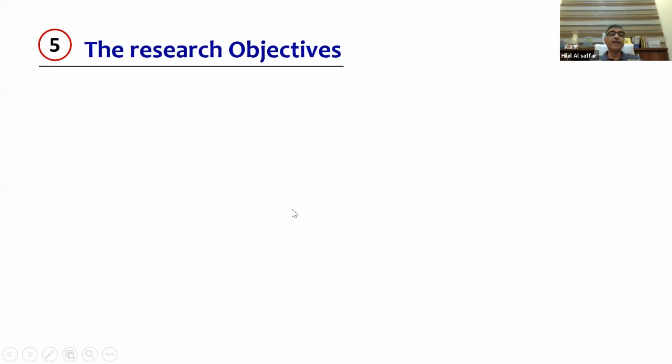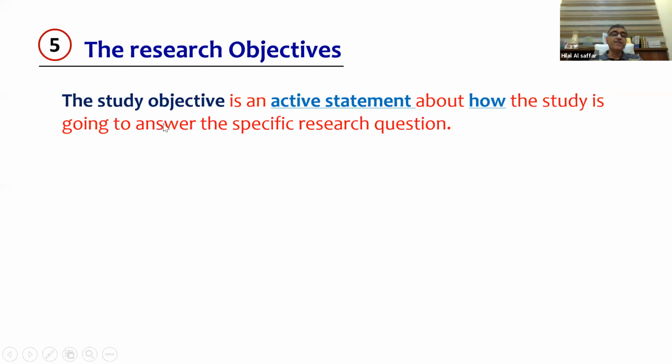The research objective: people often confuse the research question and the research objective. When we are writing a research paper to be published in a medical journal, we write them once for both. The difference is very simple. The study objective is an active statement about how the study is going to answer a specific question.